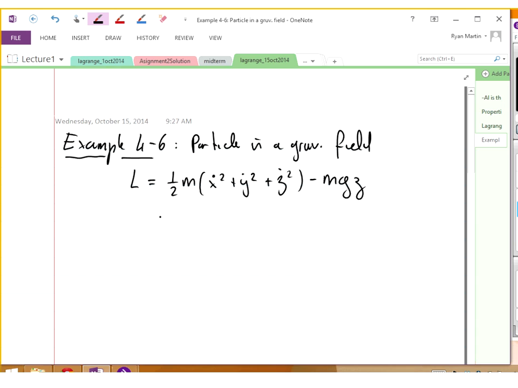So the Euler-Lagrange equations, that's d by dt of ∂L/∂x dot minus ∂L/∂x, right? And so that's easily going to give us that m x double dot equals 0. These are easy to do in your head, right? So the Euler-Lagrange equation gives us the result that you would expect.